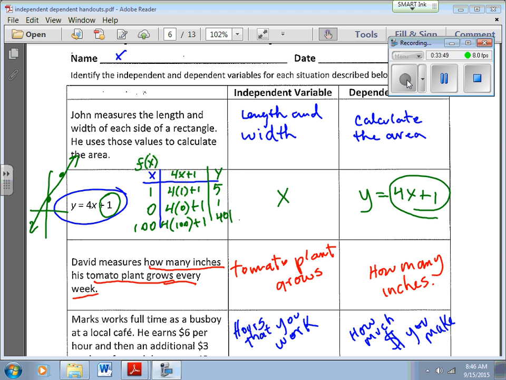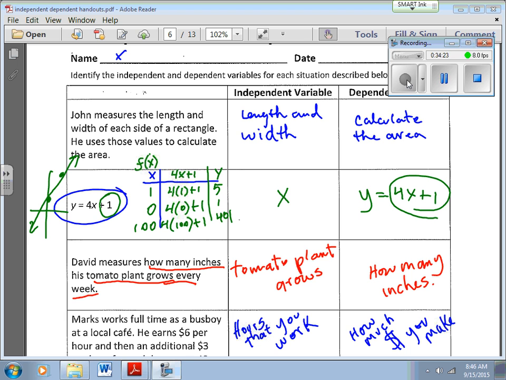Gumballs. The amount of gumballs depends on the volume. The size or the volume is the independent part. The dependent part is, you can only use one gumball. The volume of that one gumball is going to be way less than more. So the gumballs is the dependent, and the volume is the independent.